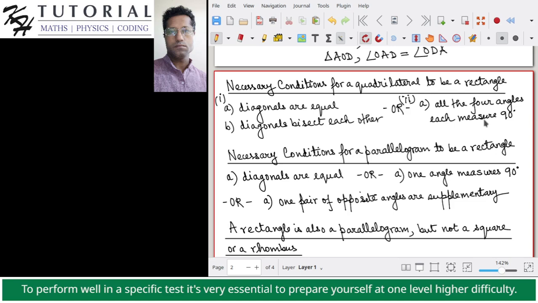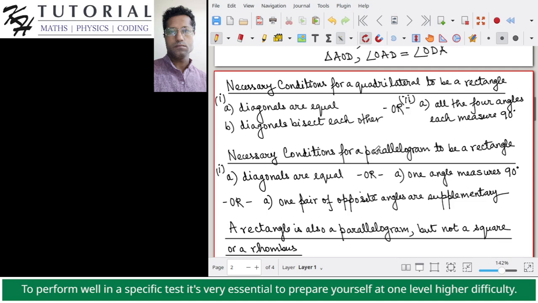You know, our given figure is a parallelogram. Now, on top of that being a parallelogram, the first possibility is that if you find the diagonals are equal, then it will be a rectangle.